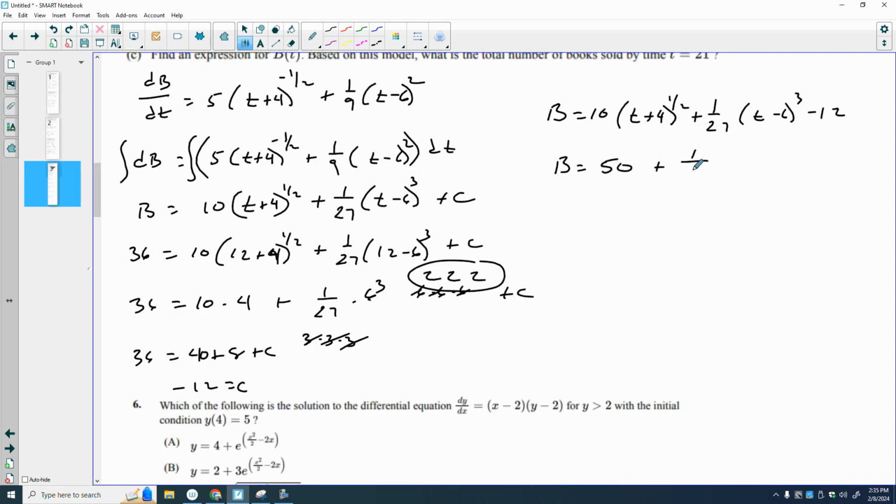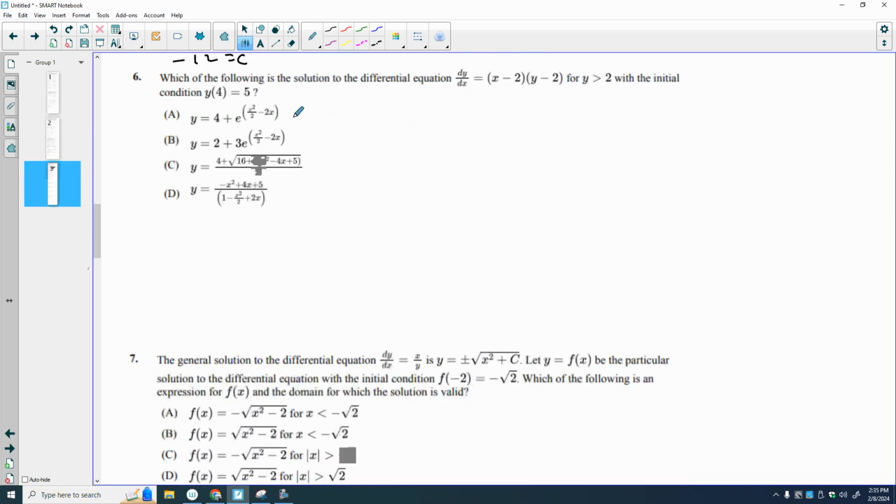And we're going to do our little trick again. I'm going to write this as 3 times 3 times 3. And this is 21 minus 6, which is 15 times 15 times 15. These 3's are going to cancel, get 5's all the way down the line. 5 times 5 times 5 is 125. Plus 50 is 175. Minus 12 is 163 books.